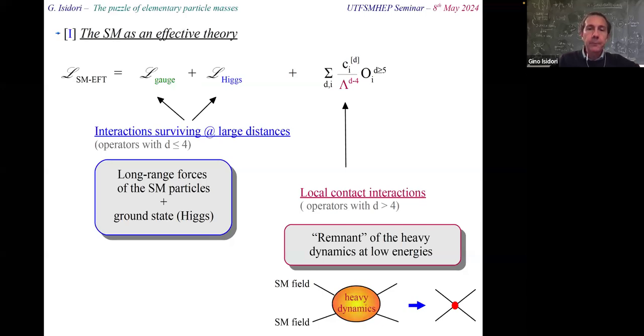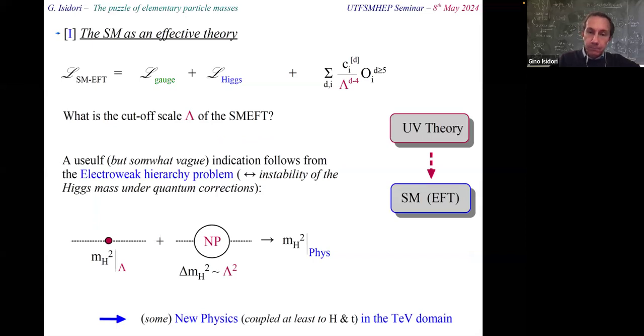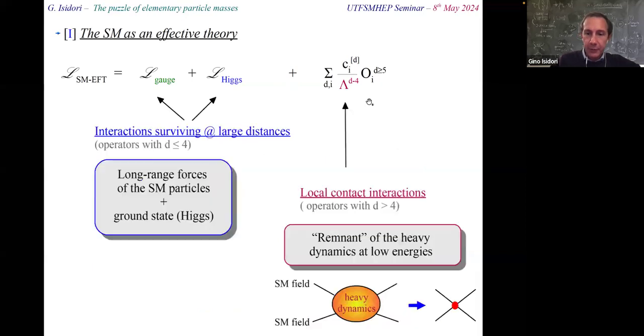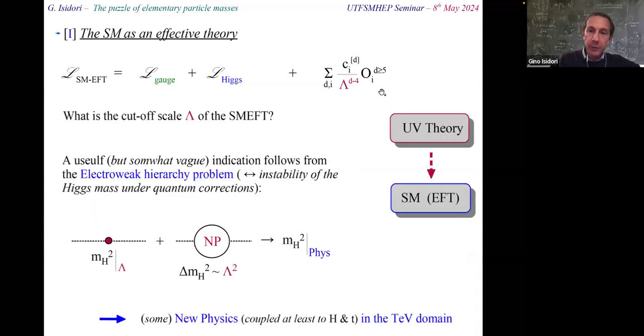heavy new physics. Now, the key question, if you want, probably the most important question in particle physics nowadays is which is the cutoff scale of this effective theory. And the cutoff scale appears here as the dimensional scale that suppresses this contact term. You see, if there is some new interaction here controlled by some heavy scale, this heavy scale appears at the denominator of this operator with powers which increase depending on the dimension of this operator, on the canonical dimension of this operator.